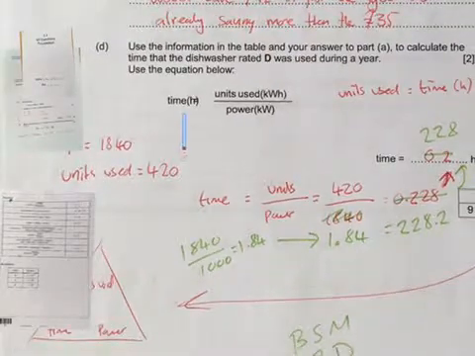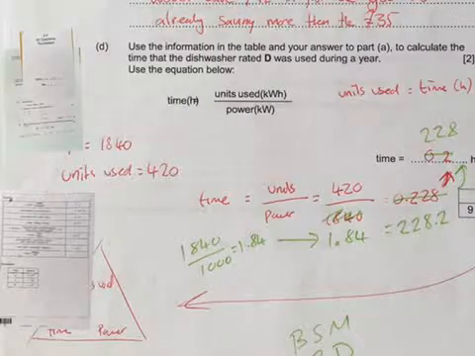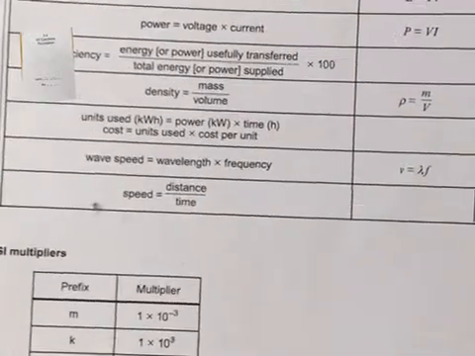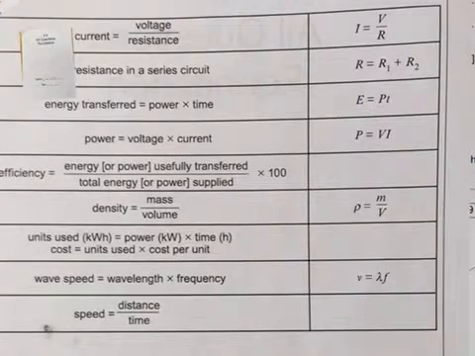It's given this time equals units used over power. But again, if they didn't, you were going to get it from this one. And then because power and time are just together, you just shift the units up and you do that triangle, and then time equals units used over power.